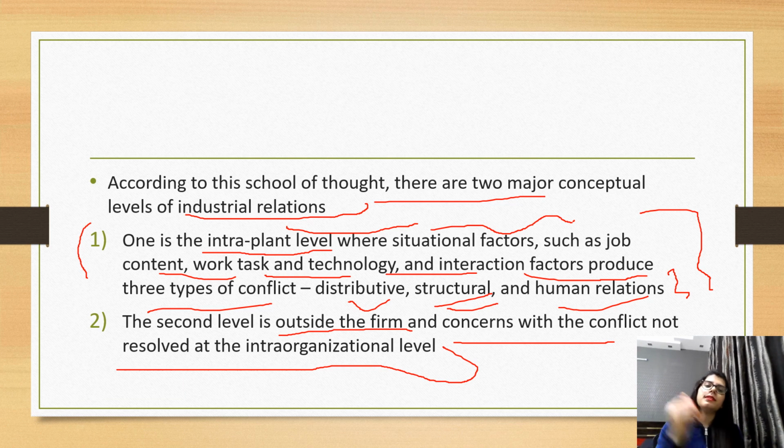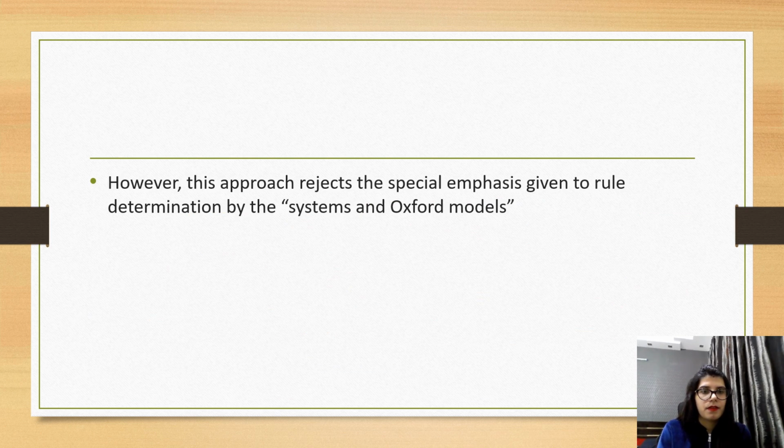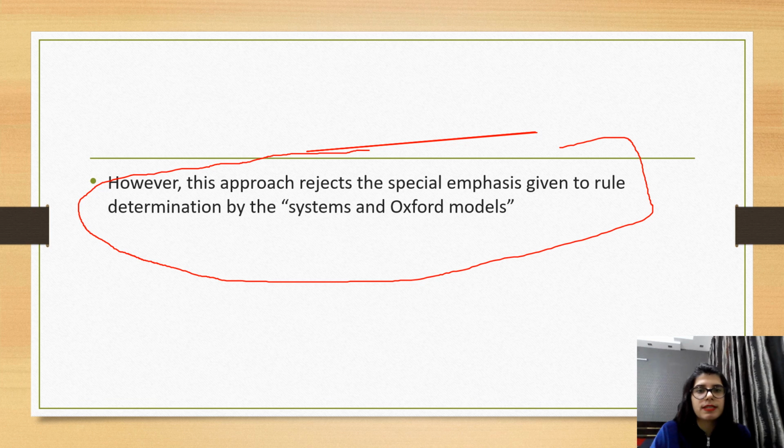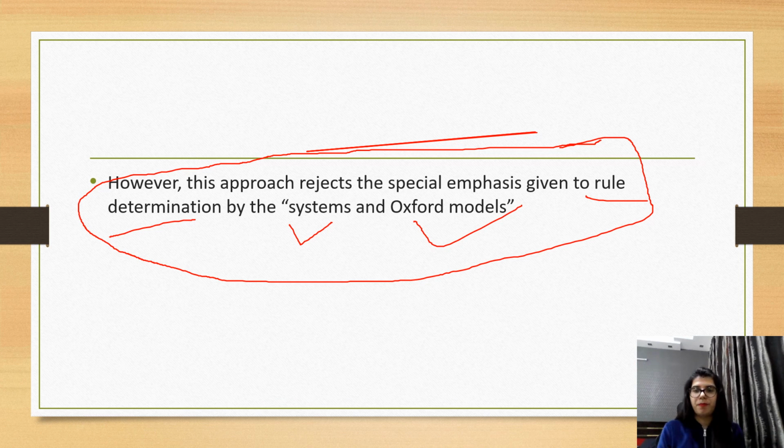अब जो conflicts हमारे within the plant नहीं resolve होती हैं, वो फिर second level पे चली जाती हैं, ठीक है। Now, however, this approach rejects the special emphasis given to the rule determination by the system and Oxford's model. यहाँ पे rule determination को उतनी importance नहीं दी जाती है। किन में दी जाती थी, in which approaches rules were given importance? First in the systems approach and then in the Alan Flanders Oxford approach. Okay.